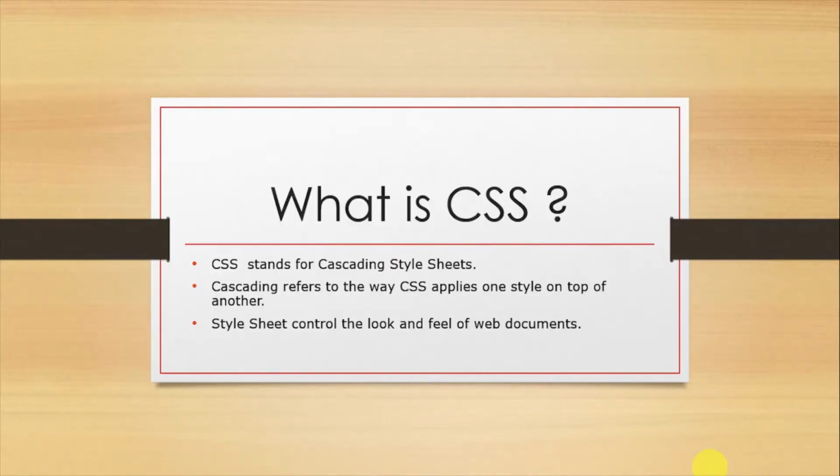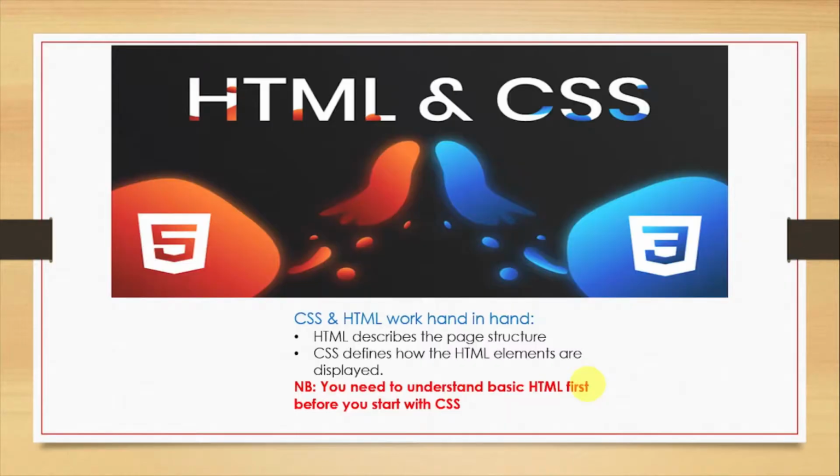Okay, so what is CSS? CSS stands for Cascading Style Sheet, and cascading refers to the way CSS applies one style on top of another, and style sheets control the look and feel of web documents. CSS and HTML work hand in hand. HTML describes the page structure since it is the markup language, and CSS defines how the HTML elements are displayed.